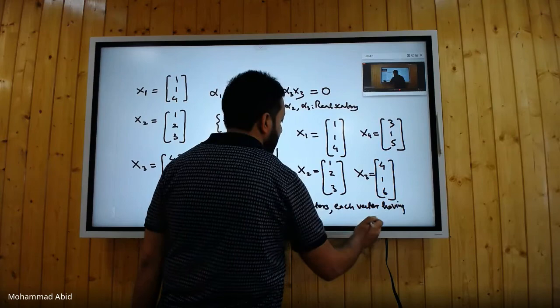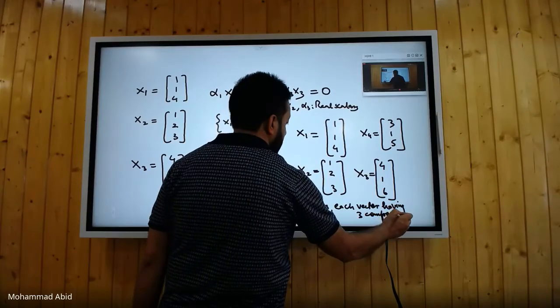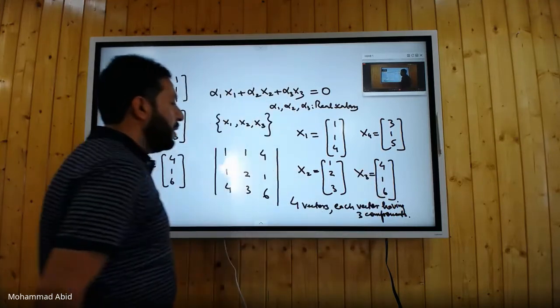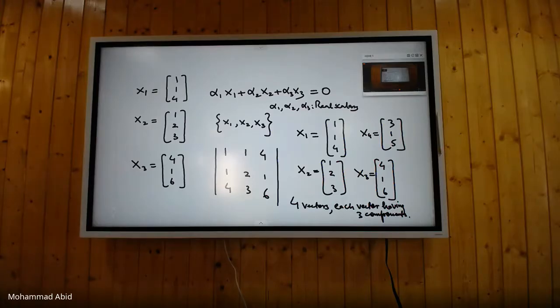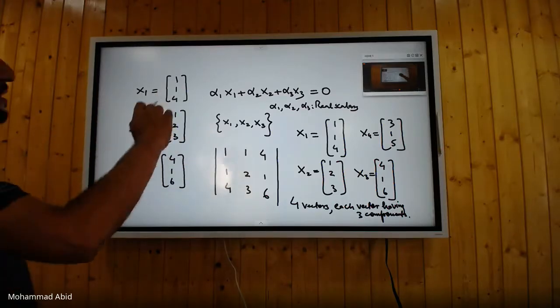Each vector having 3 components. That means these vectors belong to which space? They belong to a 3-dimensional space, isn't it? 3-dimensional space में कितनी independent directions होती हैं? 3. Three independent directions होती हैं. तो मैं vectors कितने दे रहा हूं आपको? 4.